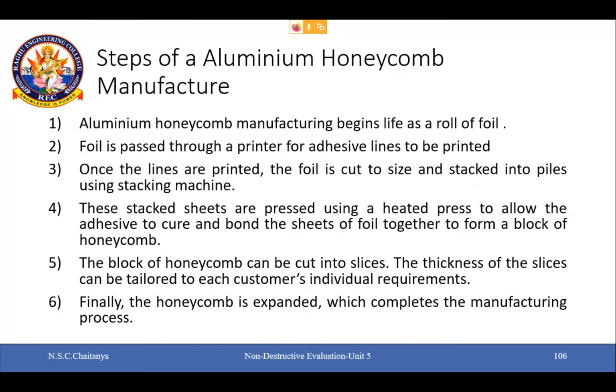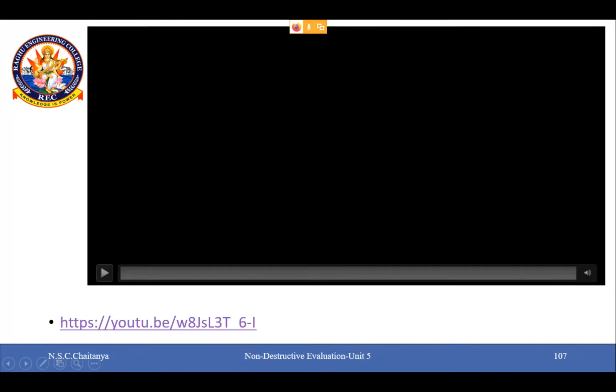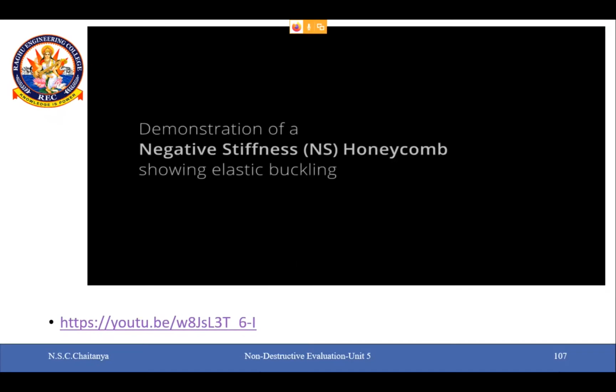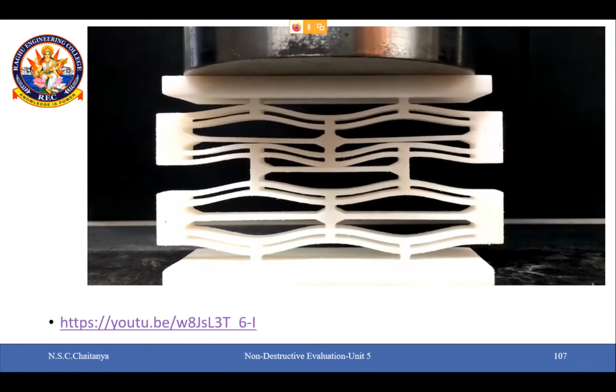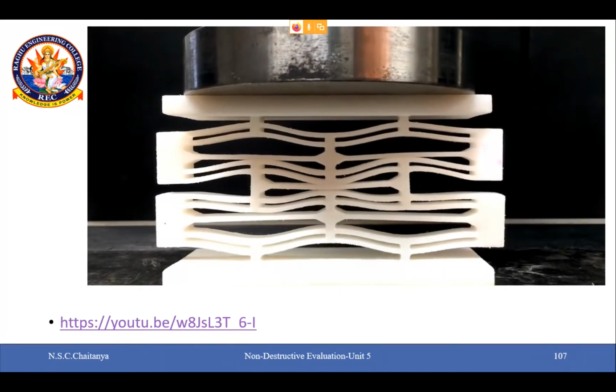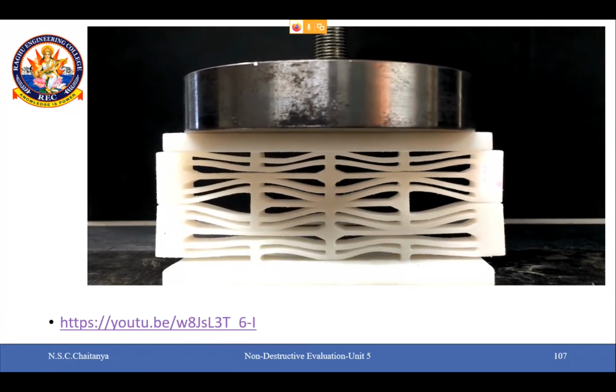So this is how your aluminum honeycomb is manufactured. There is one more small video depicting the strength of your honeycomb. Just have a look at it. So this is what happens. You can see how it is taking the compressive stress.